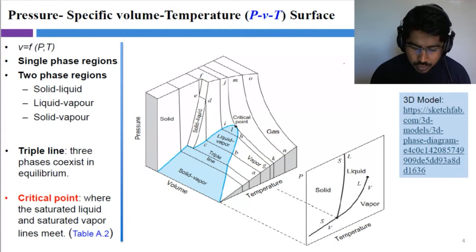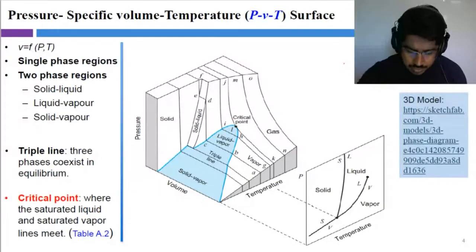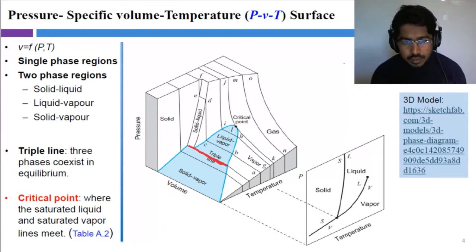Okay, so now we have identified that there are two phase regions and single phase regions, right? And then there's another important line on this PVT surface. It's the triple line. So now, what is the importance of this line? You see many lines, right? You see isothermal lines all along, but this line has some different importance.